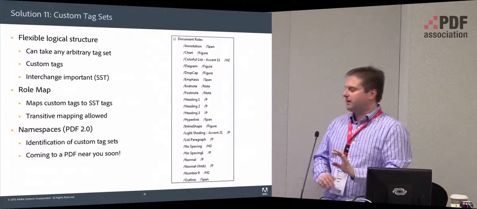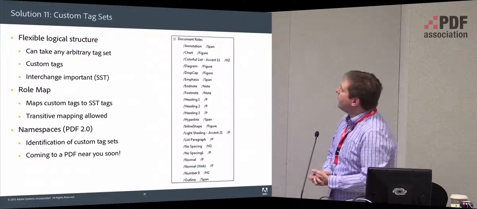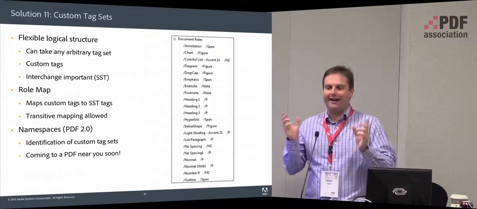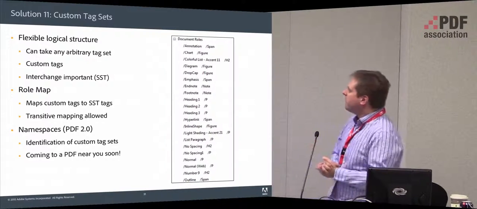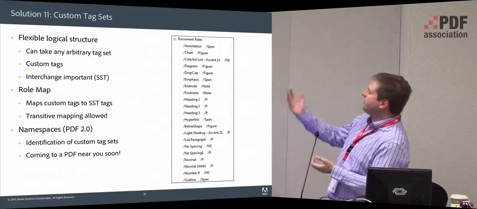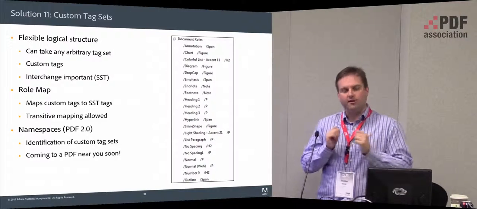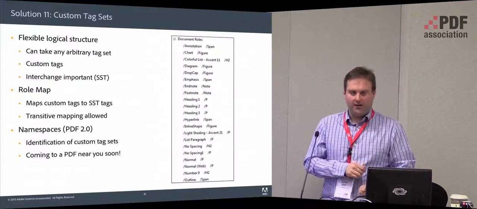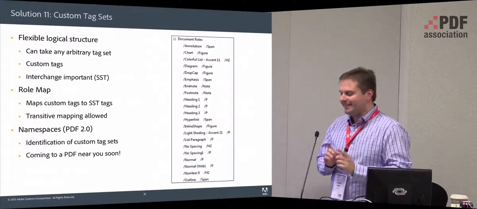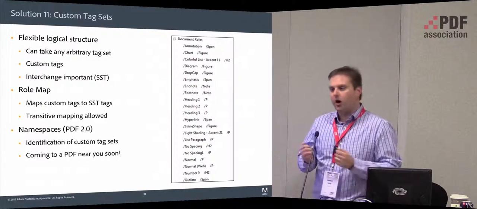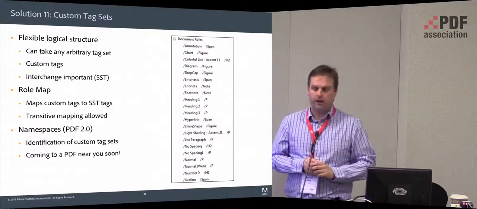It's separate, so you'll see a role map on the right here. You say, if you see the word annotation, just treat it as a span. It's just a demarcation. If you see a heading one, in this case, for some reason, they decided that was a paragraph. They're using it for different purposes. There's no predefined set. One thing that PDF UA disallows is remapping any of the standard types to another standard type. Normal tagged PDF does allow that.